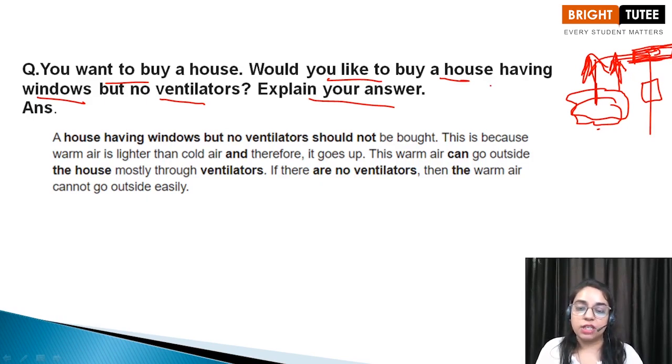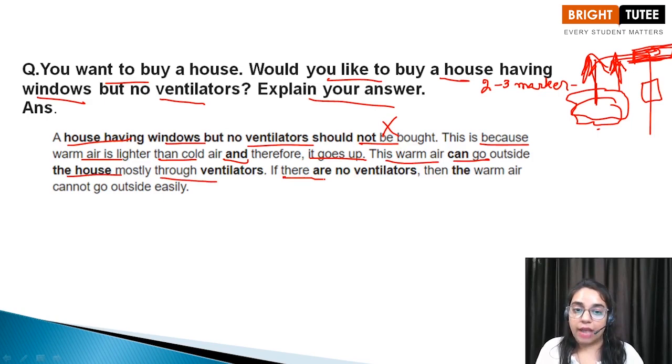So let's just see. This question can come up as a 2 or a 3 marker question. So how will you write this in your exams? You will write, a house having windows but no ventilators should not be bought. Why? This is because warm air is lighter than cold air and therefore it goes up. And this warm air can go outside the house mostly through the ventilators. And if there were no ventilators, then the warm air cannot go outside the house easily, and it will just create a very warm or heated house, which you don't want.